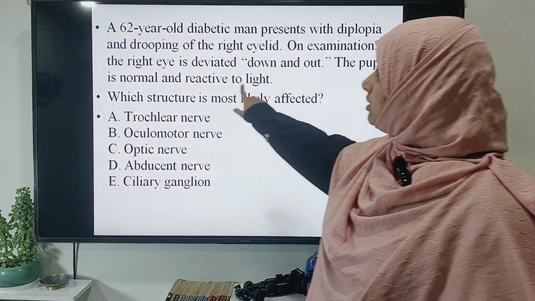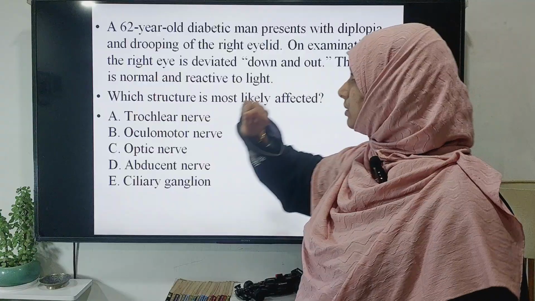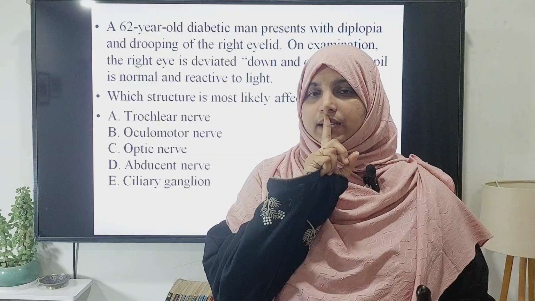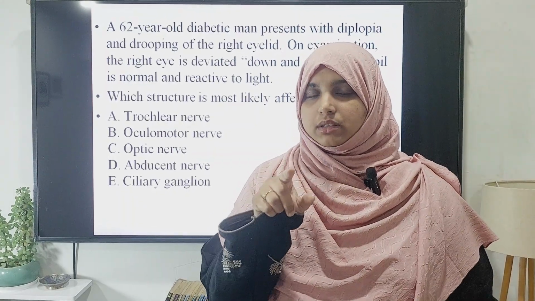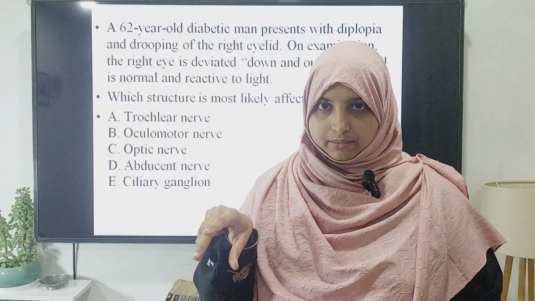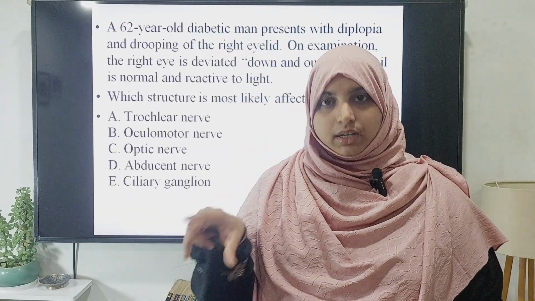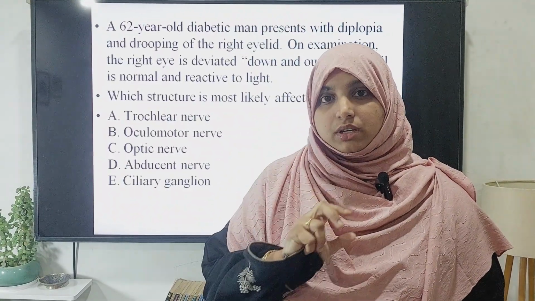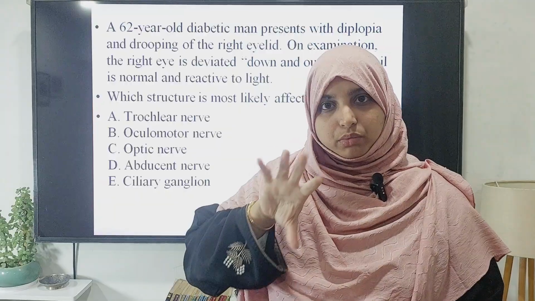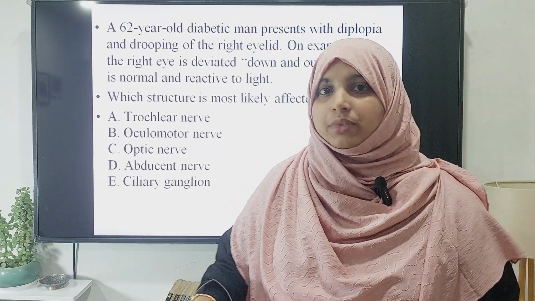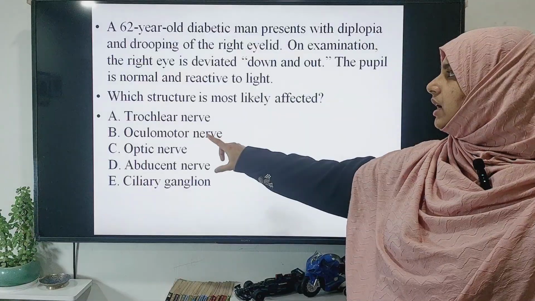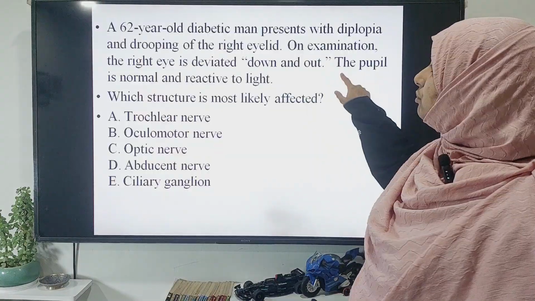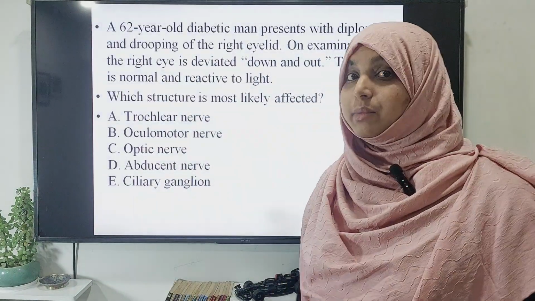So on examination, the right eye is deviated down and out. I told you, down and out means only the superior oblique muscle and the lateral rectus muscle are acting, meaning the fourth nerve and the sixth nerve are intact. Whenever the rest of the oculomotor muscles are paralyzed, when they are not functioning, the rest of the two muscles are only acting, they are going to pull the eyeball down and out. Okay. So from this clue, we can derive which is the most likely structure affected. Obviously oculomotor nerve, and the pupil is normal and reacted to light. This will come back later.